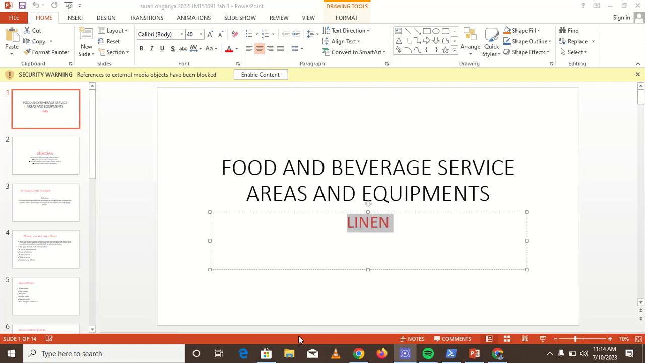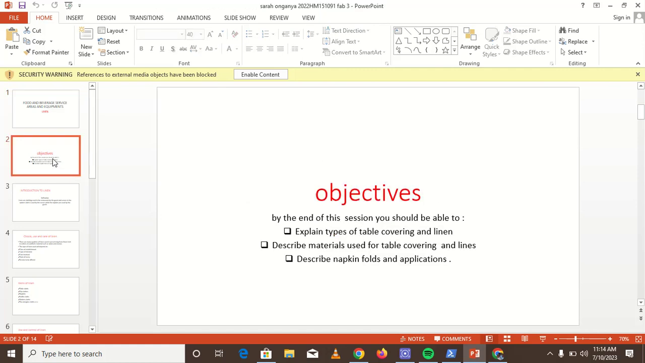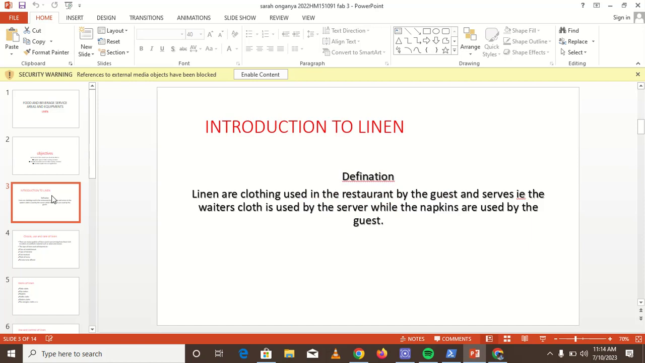Today we are going to talk about the linen, and our objectives of the day are to explain the types of table covering and linen, describe materials used for table covering and linens, describe napkin folds and applications. Can somebody describe for us what the linen is?